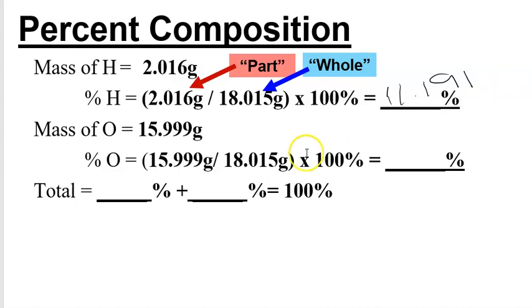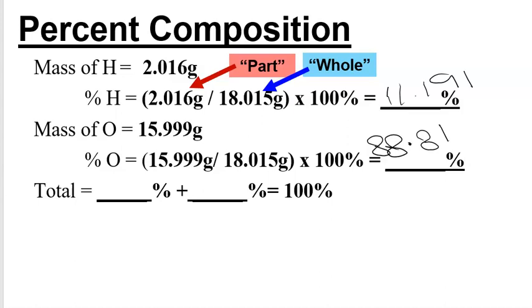Okay, now we're going to do the same thing for oxygen. The part was the mass of the oxygen that we found previously. So I'm going to say 15.999 divided by 18.015, and then I have to multiply by 100. So when you do that in your calculator, you're going to get 88.7, and I'm going to round up again, 88.81%.